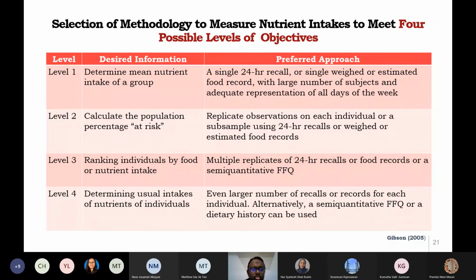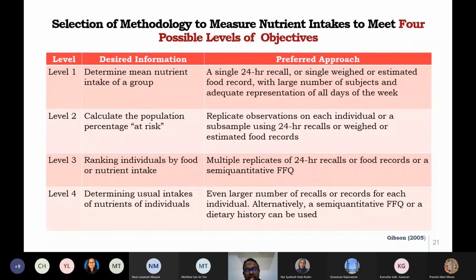For level 2, we calculate the population percentage at risk. When doing this, the preferred approach is to replicate observation on each individual or a subsample using 24-hour direct recall or weighed or estimated food records. So we'll do a replicate of observation, which means that we use a 24-hour direct recall and then we use a weighed food record. Two types of measurement on the same individuals.